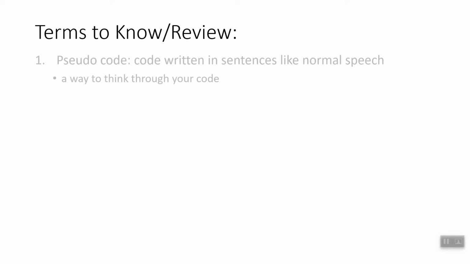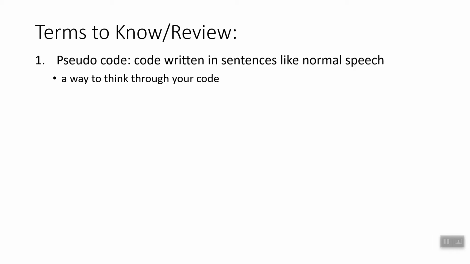Before we get started, there are a few terms we'll be using quite a bit. Let's go over them now. First is pseudocode. Pseudocode is when you write out your code in sentences like normal speech. It's a way to think through what you want your code to do without jumping straight to proper notation.